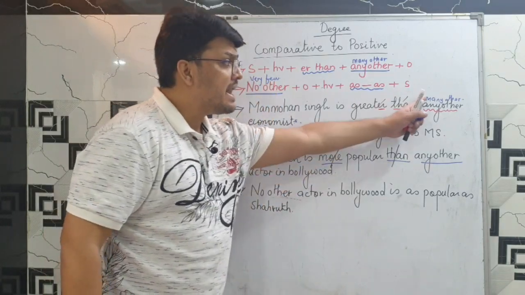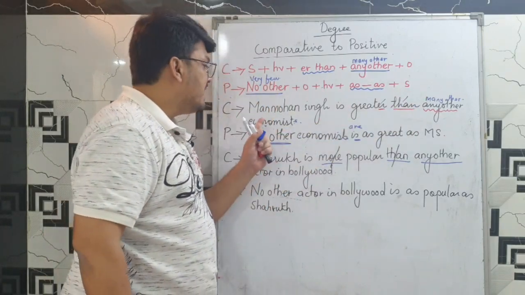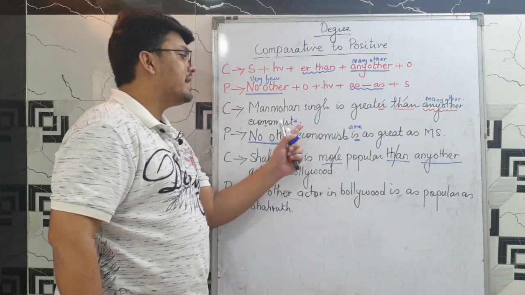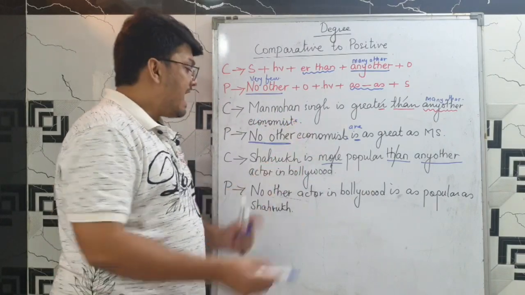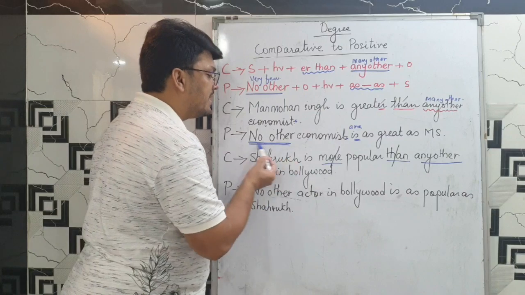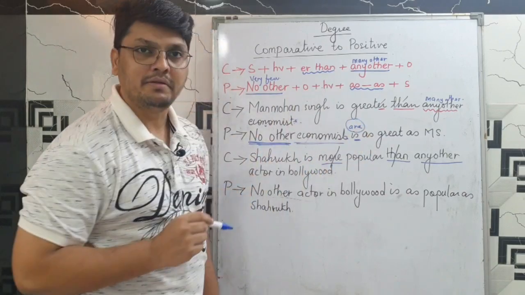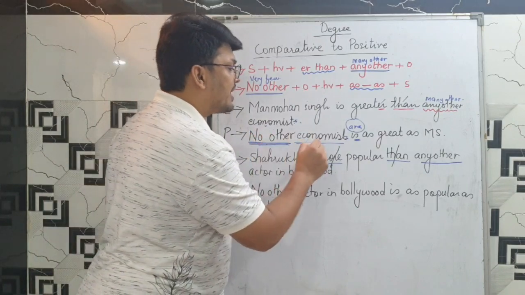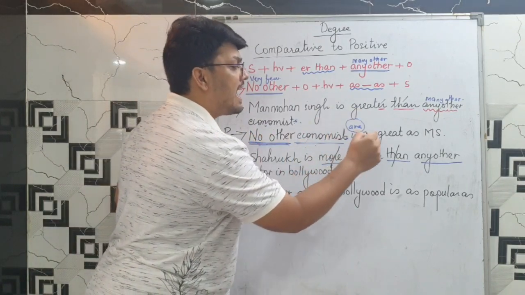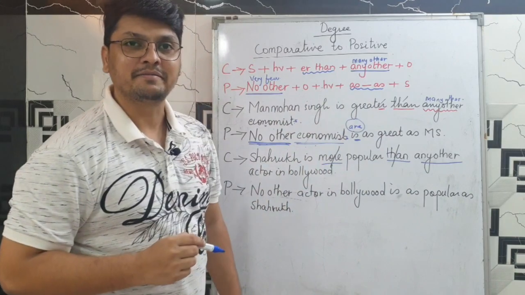And if you see many other in comparative degree, the noun that comes after many other will be in plural. And when you use very few over here, this will come plural, so your helping verb will also become plural. So very few economists are as great as Manmohan Singh.